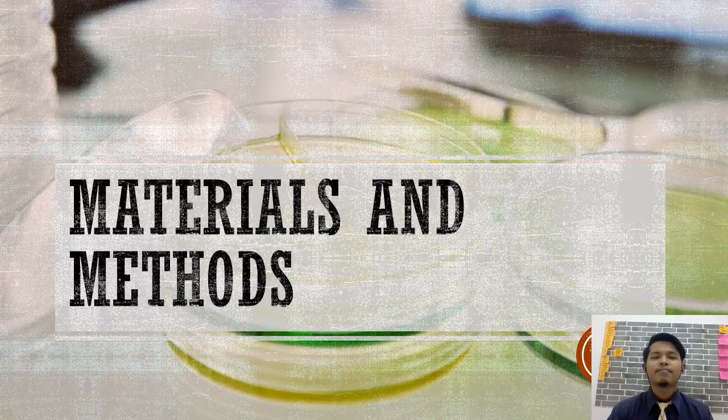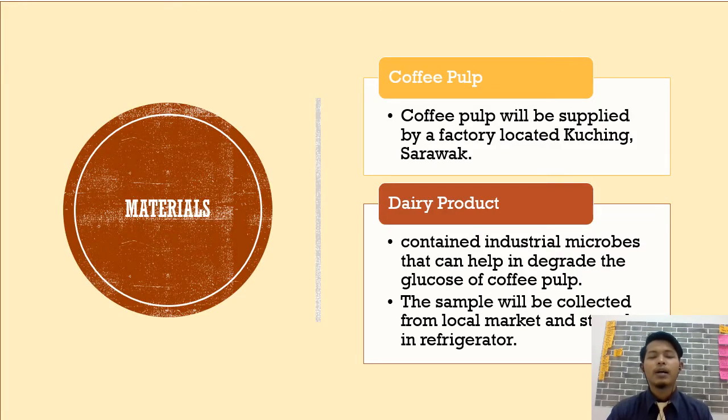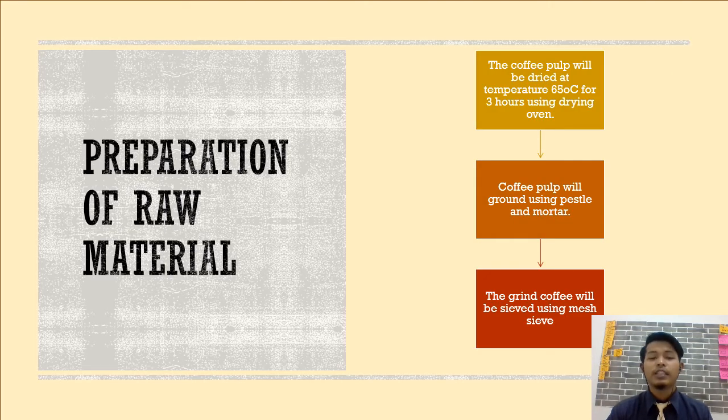Materials and methods. Materials. Coffee pulp will be supplied by a factory from Kuching, Sarawak. The dairy products, which contain microbes that will help in the coffee fermentation process, will be collected from the local market and stored in the refrigerator. For the preparation of raw materials, the coffee pulp will be dried at 65 degrees Celsius for 3 hours using a drying oven. Then the coffee pulp will be ground using a pestle and mortar, and sieved using a mesh sieve.